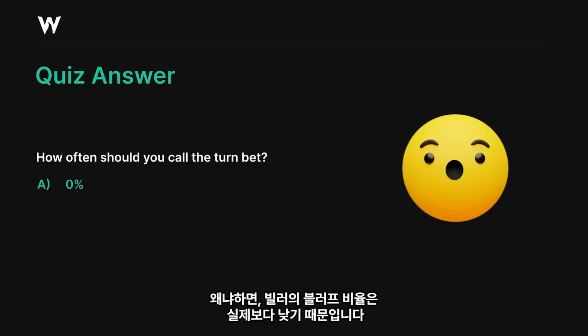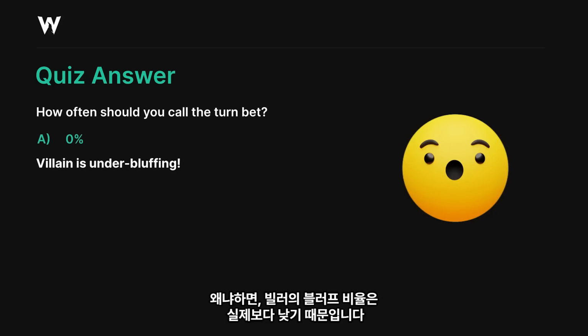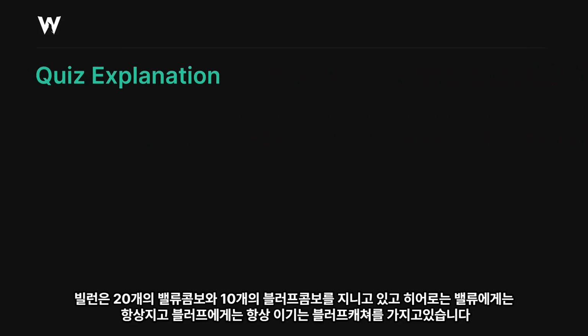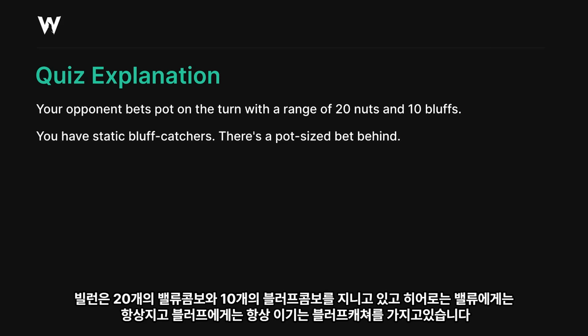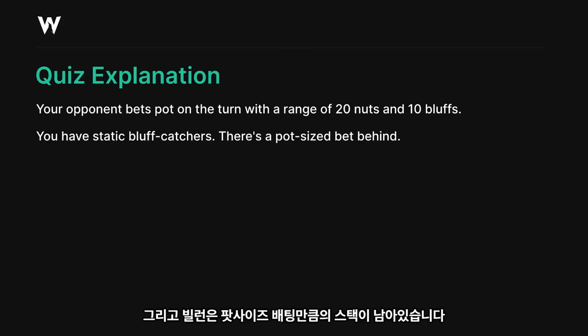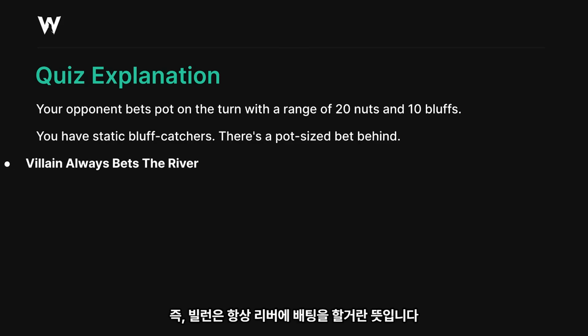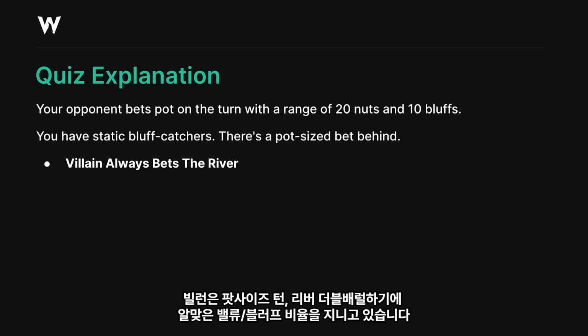Why is that? Well, the answer is that villain is under bluffing, because it's not just a pot-sized bet. You see, let's think about this. They have a range of 2-1 value to bluff, 20 nuts to 10 bluffs. We have static bluff catchers. That is to say, bluff catchers that always beat bluffs and always lose to value, can't improve. There's a pot-sized bet behind on the river. What this means is that villain can always bet the river, right? Because they have the correct value to bluff ratio to pot the turn and then pot again on the river.